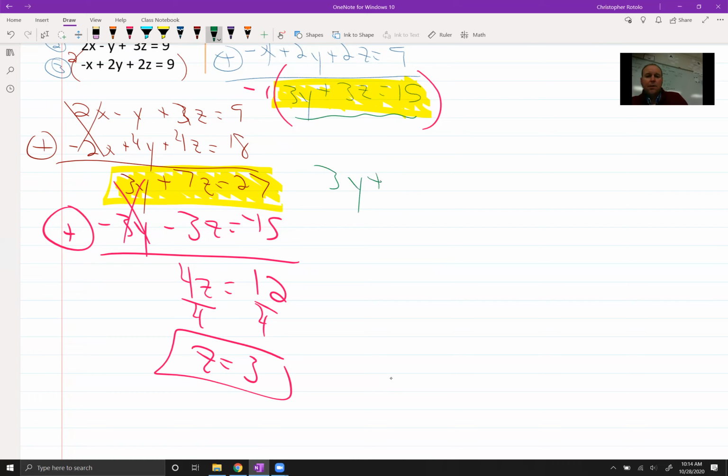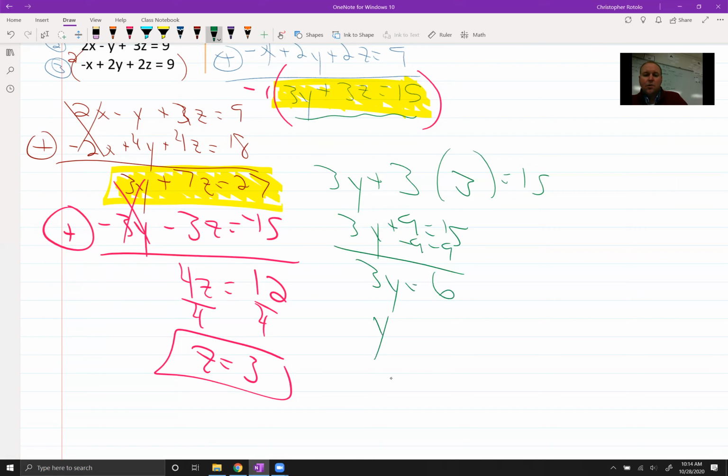So 3y plus 3, found out z was 3, so it equals 15. So now I can solve this for y. Why? Because I have to. All right, so 3y plus 9 equals 15. So 3y, let's subtract that 9. So we got 6. So y turns out to be 2. Well, that's fine and dandy, but I still need to know what x is.